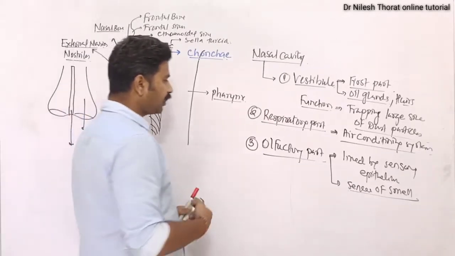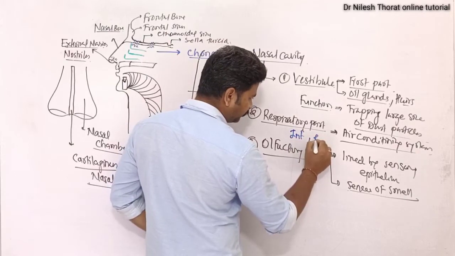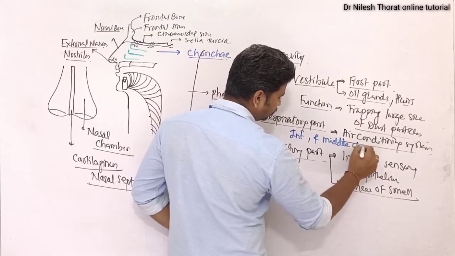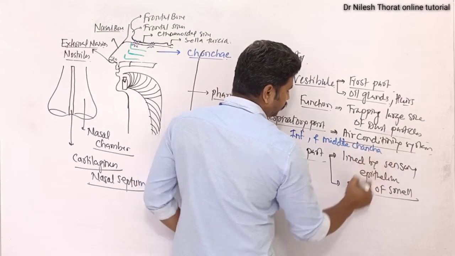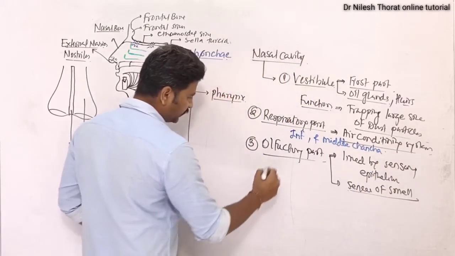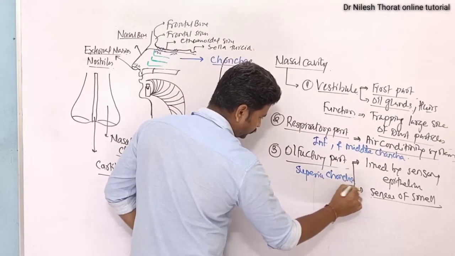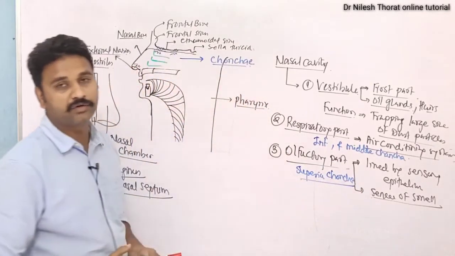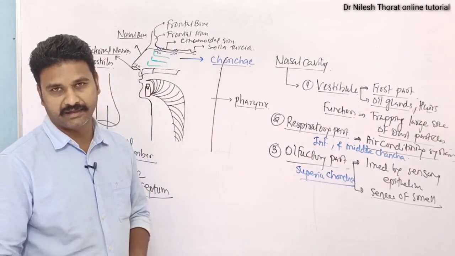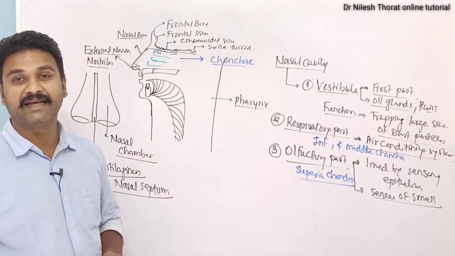So out of the three conchae, the inferior and middle conchae are present in the respiratory part, and the superior concha is present in the olfactory part. These conchae are lined by mucous membrane, and they greatly increase the surface area of the nasal cavity. So this is everything regarding the nasal cavity.